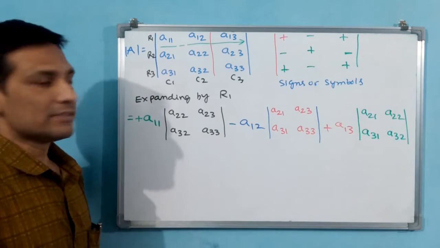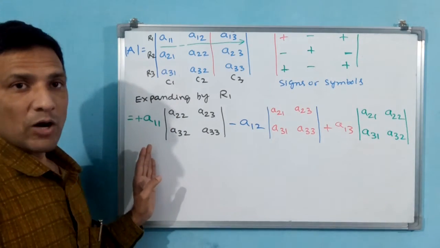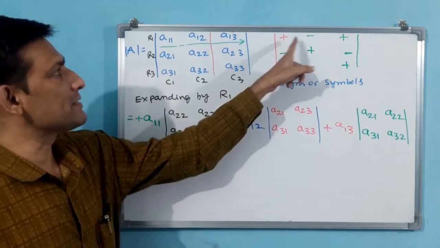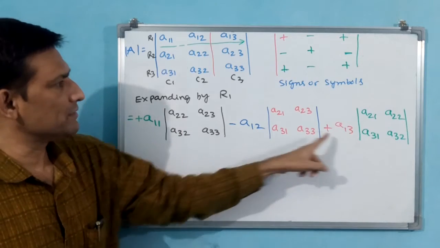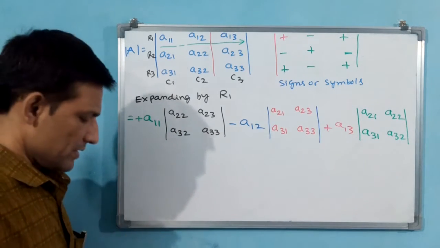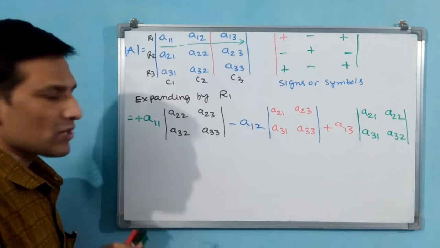You understand now? How have I written? That means alternate signs have come. You see, in the first row you take plus, minus, plus. Like that you have to take it. Now you know very well afterwards what you have to do.